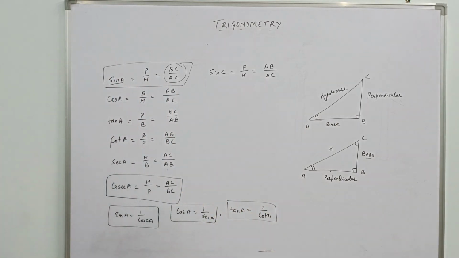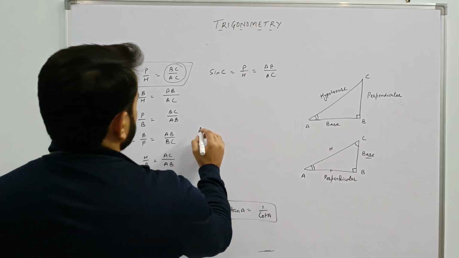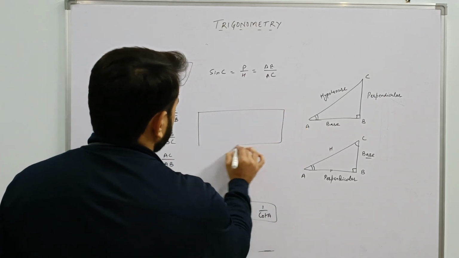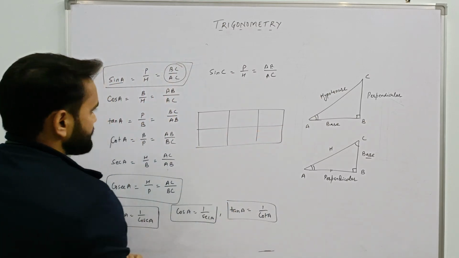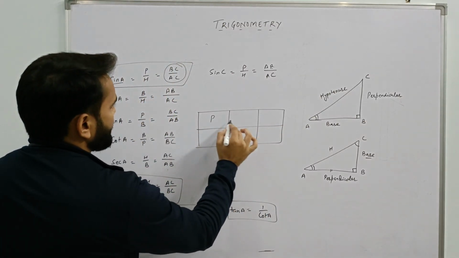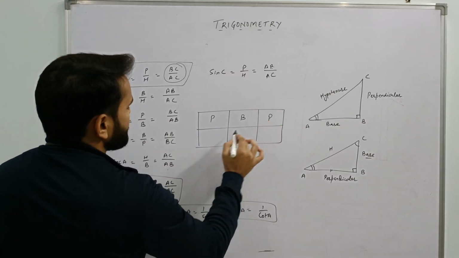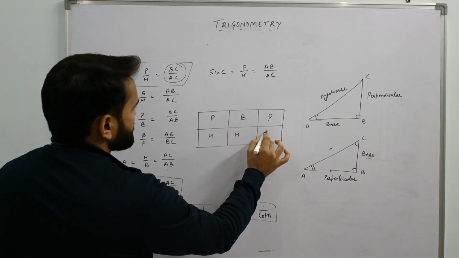Now we have a trick to remember these ratios. So just make a table and write P B P H H B.